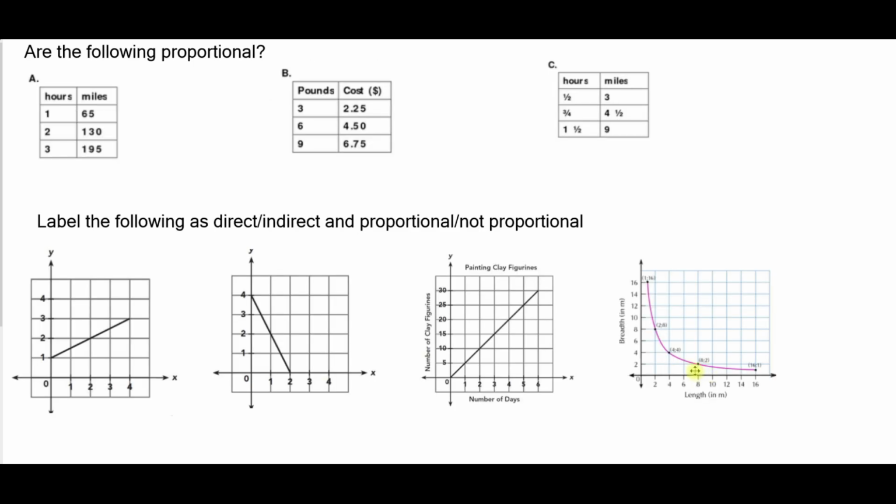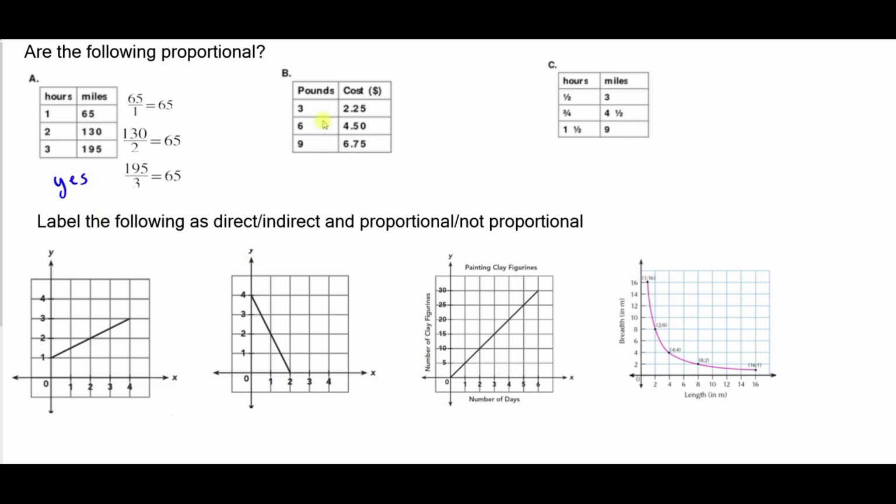Let's take a look and decide if the data is proportional. Here we have how many hours and miles. One way is to take the miles divided by the hours, miles per hour, and it is 65 miles per hour for all three of these. The ratio is constant, so yes, this is proportional.